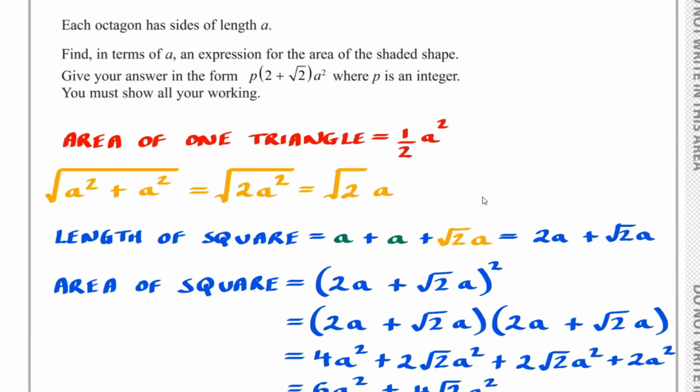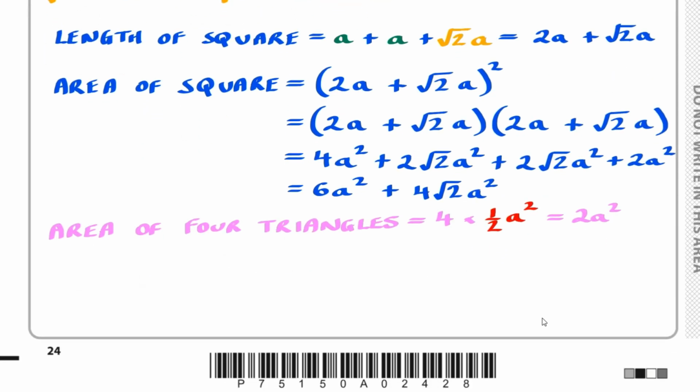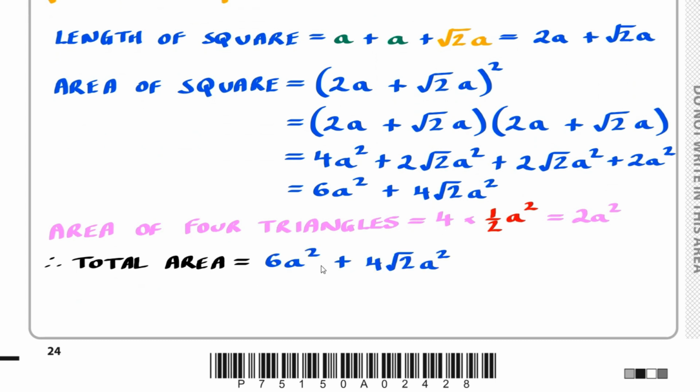Now I can find the area of all four of those triangles. Because I know the area of one triangle, I need to multiply 4 by the area of one of those triangles, which is a half a squared. So the area of all four of those triangles is 2a squared. So the total area of the square plus those four triangles, we've got the area of the square, 6a squared plus 4 root 2a squared, plus the area of the four triangles, 2a squared, and working this out we get 8a squared plus 4 root 2a squared.